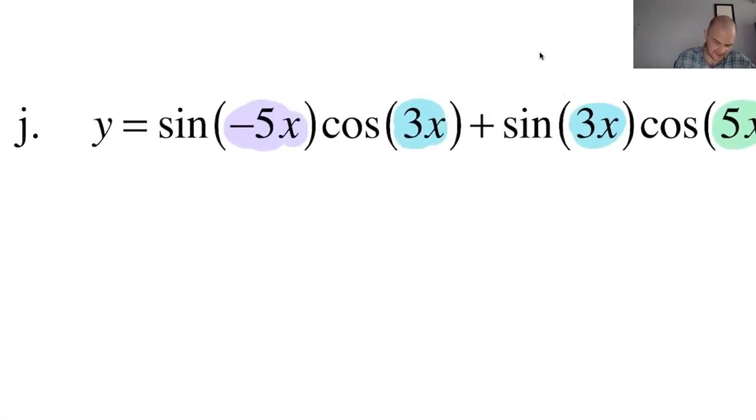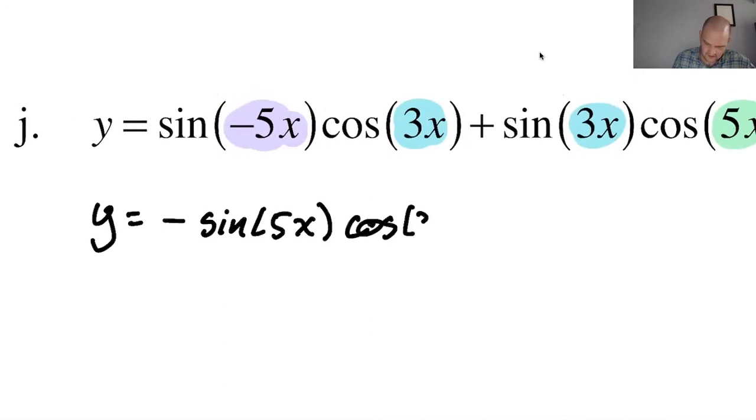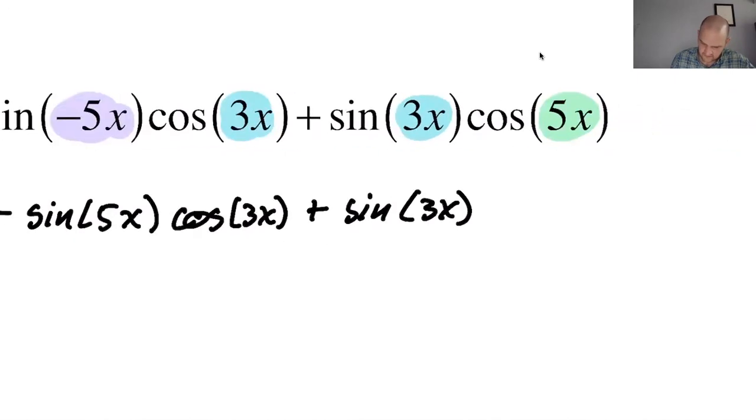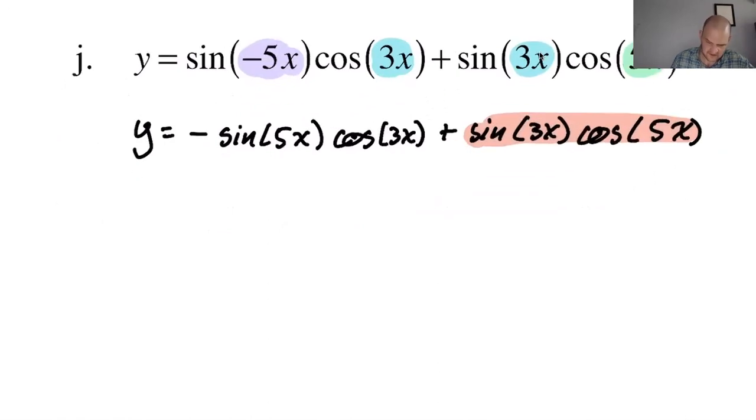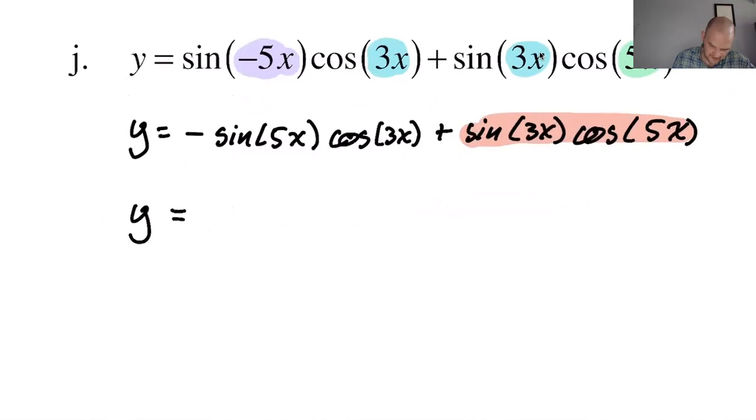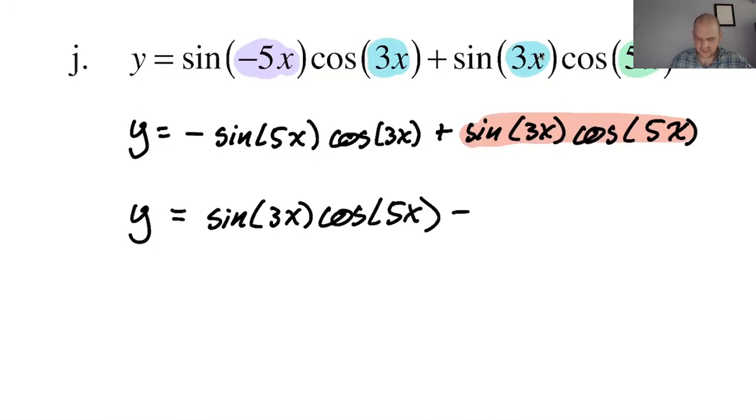I'm going to use the fact that sine is odd and say that the sine of negative 5x is the negative of the sine of 5x. And cosine 3x plus sine 3x and cosine of 5x. And then I really like to rearrange these formulas so that they look the way I like them. So what I'm going to do is take this part here and write it first so that I can do sine cosine minus cosine sine. And I'm going to rearrange as I go. So it's going to be y equals sine cosine, and then it's minus cosine sine. So minus cosine 3x sine 3x.